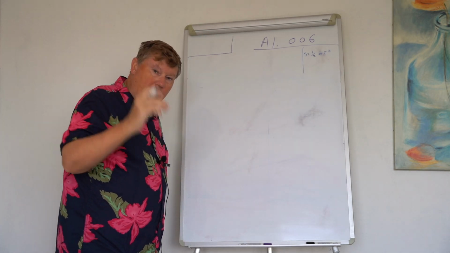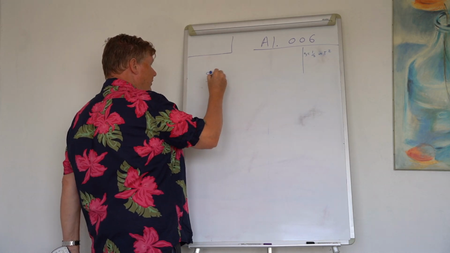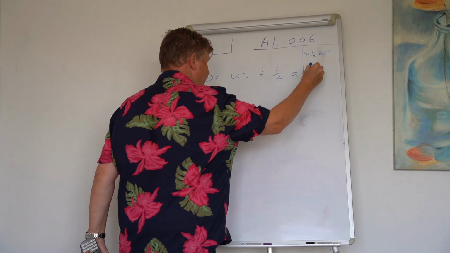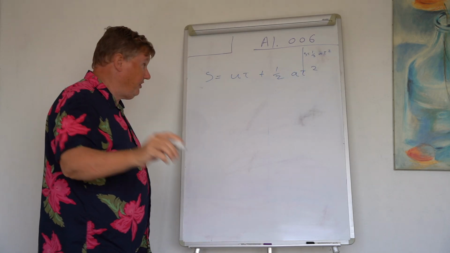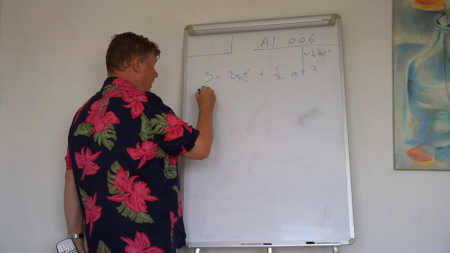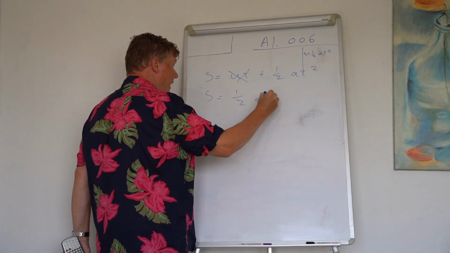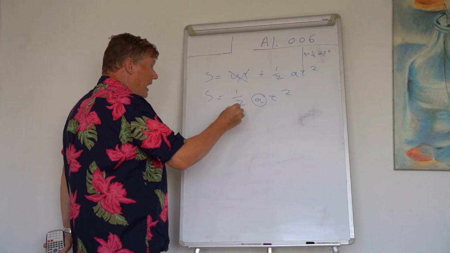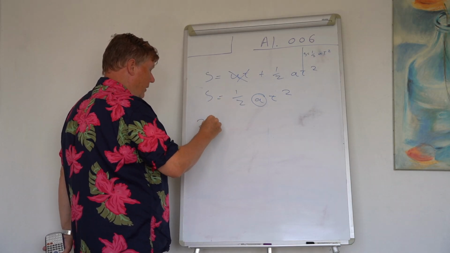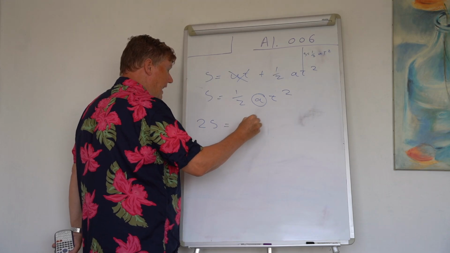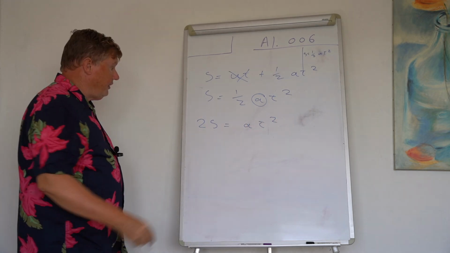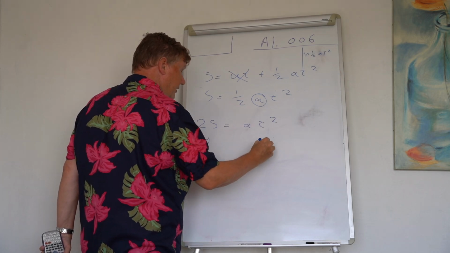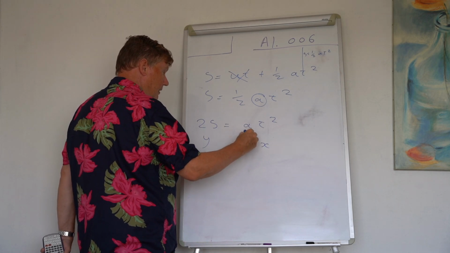So what do we do? We know that the displacement is s equals ut plus half at squared, but we also know that u is 0, so we can ignore it. So it's s equals half at squared, where a is the thing we want. So if we now multiply by 2, we get 2s equals at squared. This is now a graph. If we have this as our y, and this is our x, then that a becomes the gradient of the graph.